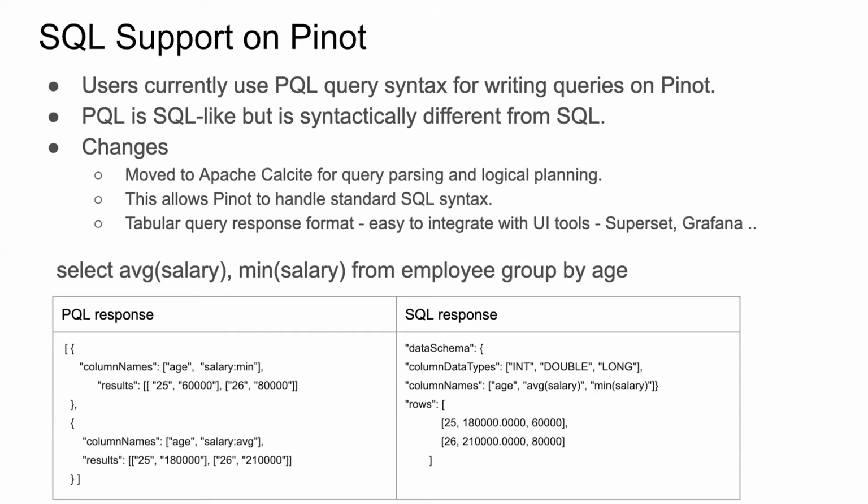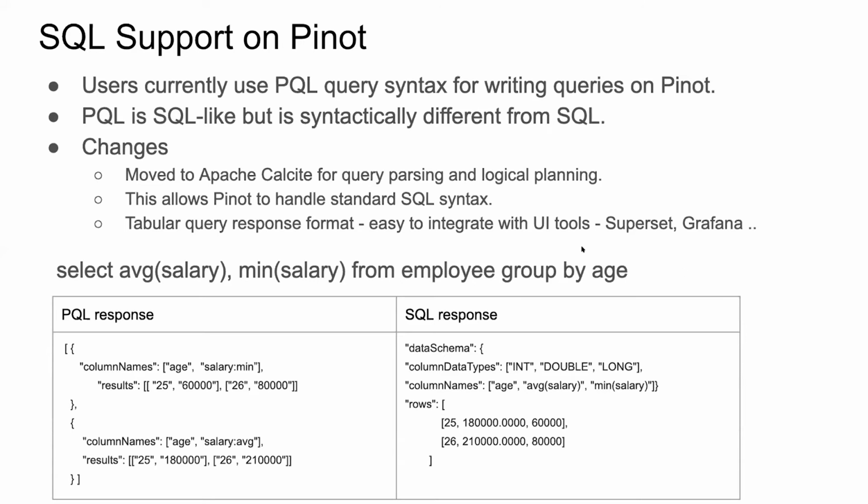So you have metadata, which is basically the schema comprising the column data types and names. And then it is an array of rows where each row is returned in a single piece, so you have all the column values side by side, as opposed to returning the results individually as in the PQL format. Also in PQL, each result, no matter what the data type of the column, was returned as a string. In SQL, it is returned based on what it is. In this case, age is an integer, the output of average is double, and the output of min is long.